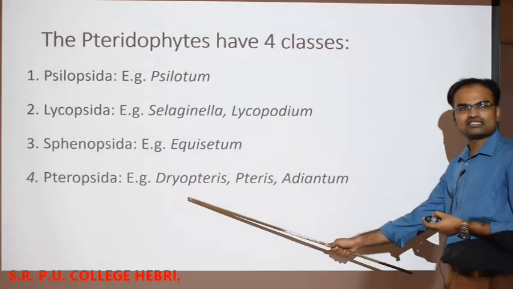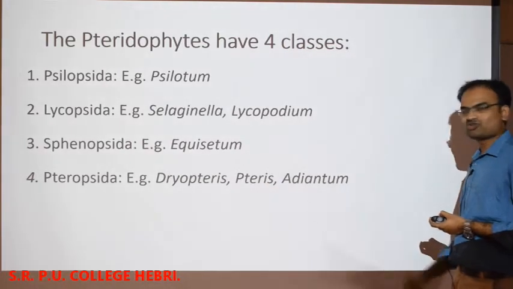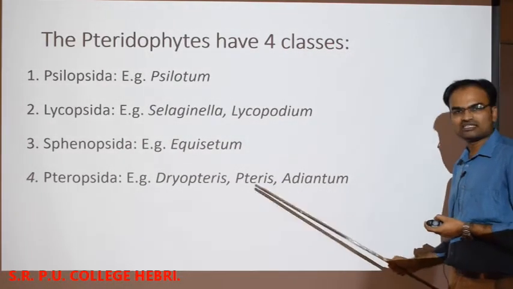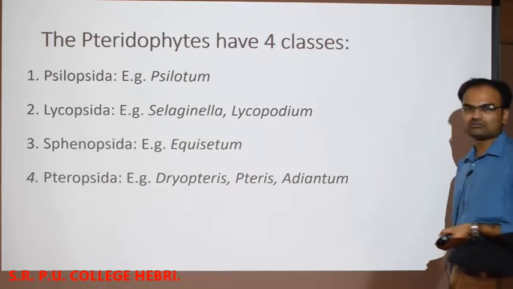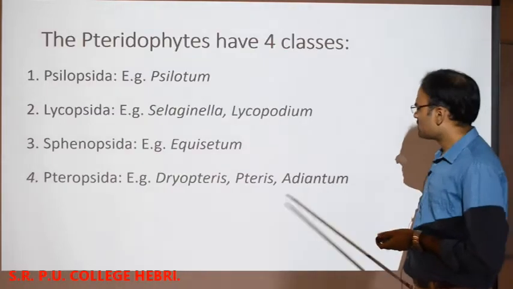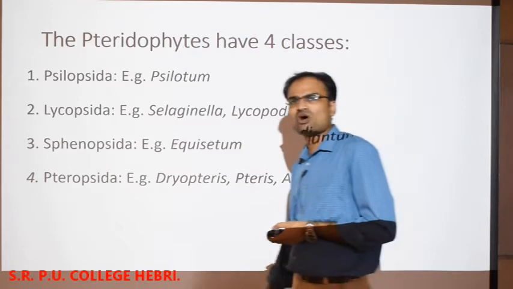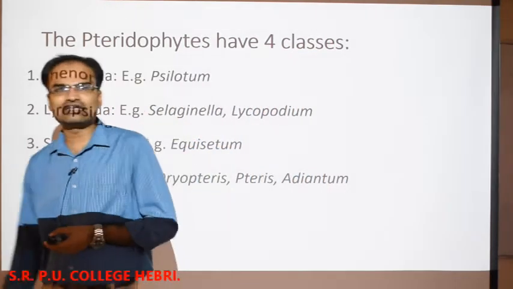Dryopteris is a plant, Pteris is also a plant. Again the P is silent. And Adiantum. Okay. So this Adiantum is commonly called walking fern.